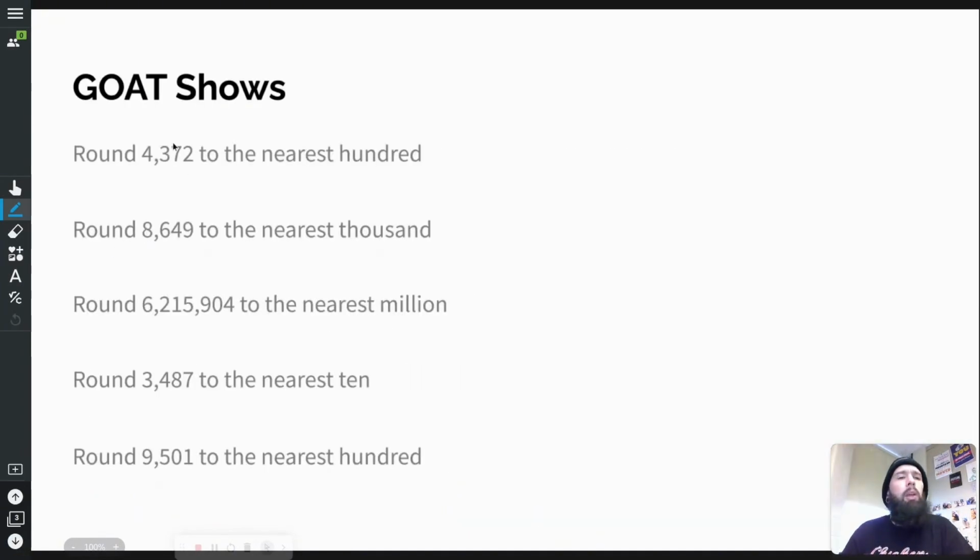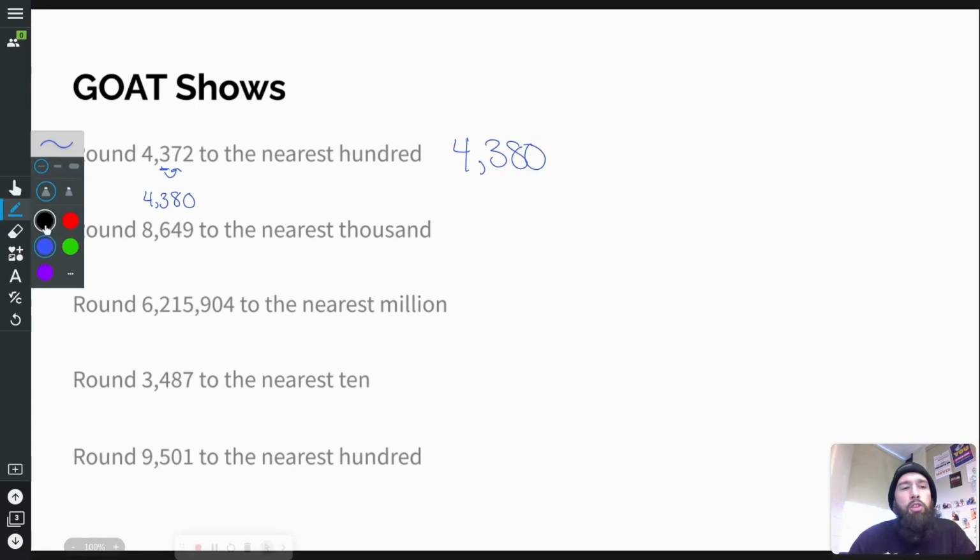So let's do 5 of them. Then I'm going to give you a bunch to do. Round 4,372 to the nearest 100. So we've got ones, tens, hundreds right there. I'm looking at 3. Look to the right of it at the 7. 4 or below? 5 or above? 5 or above, give it a shove. Turn that 7 into an 8. Drop down a 0 to the right of it, and keep the other numbers to the left exactly the same. So it becomes 4,380.